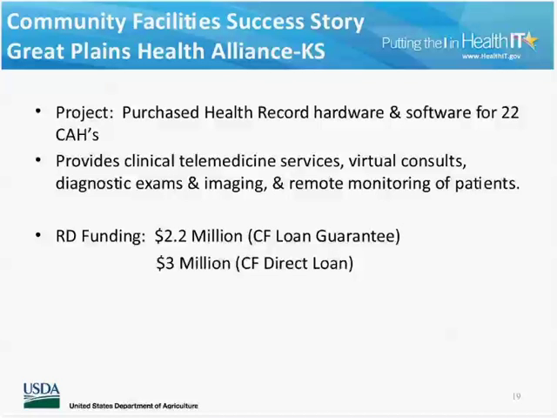The next one I want to highlight is a story here from Kansas. The Great Plains Health Alliance in Kansas acted as the borrower, and they purchased health record hardware and software for 22 of our 83 critical access hospitals. Through this purchase, those hospitals are now able to provide telemedicine services, virtual consults, diagnostic exams and imaging, and remote monitoring of patients. That was a $2.2 million loan guarantee, which we were working with partner banking institutions on, and a $3 million community facilities direct loan.